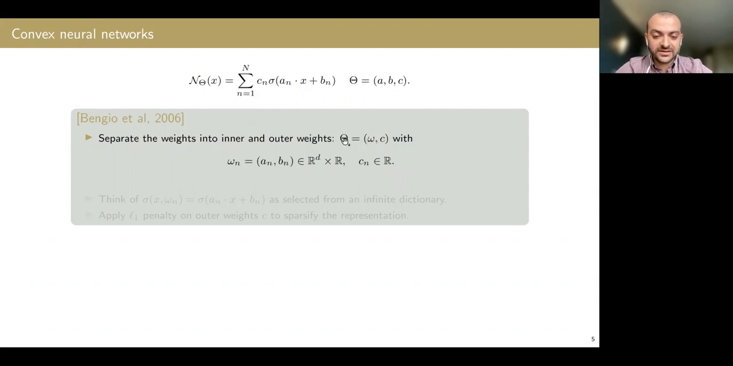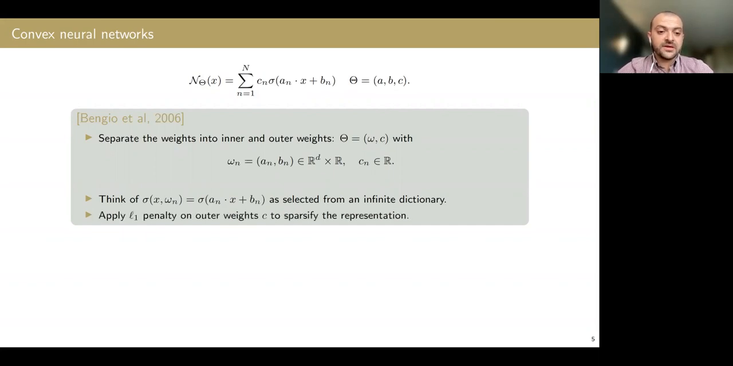So we write theta as omega, c, with omega n being the inner weights, a_n, b_n, the ones which are inside sigma. And then we have c_n, which is the outside, so the outer weights. And so we'll think of a_n x plus b_n as being selected from an infinite dictionary, right? So basically this dictionary is parameterized by the a and b. And this is the infinite dictionary from which we're trying to write a representation with approximation.